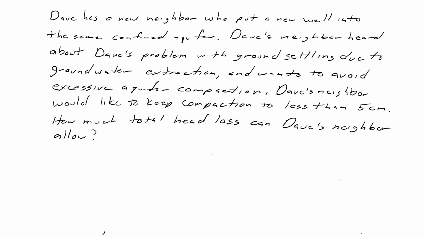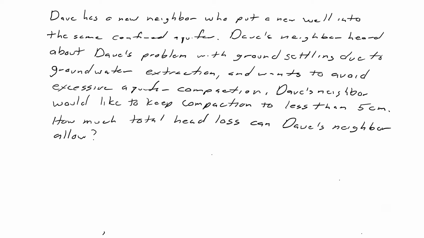So Dave has a new neighbor who put in a new well into the same confined aquifer that Dave had compacted at his place, if you remember the previous question. Dave's neighbor heard about Dave's problem with ground settling due to groundwater extraction and wants to avoid, obviously, the same excessive aquifer compaction that Dave dealt with. So Dave's neighbor would like to keep compaction to a very small amount, just 5 centimeters. How much total head loss can Dave's neighbor allow to keep this sort of minimum level of compaction?